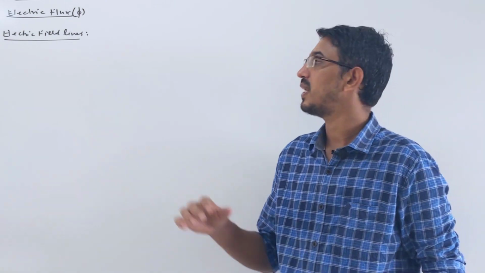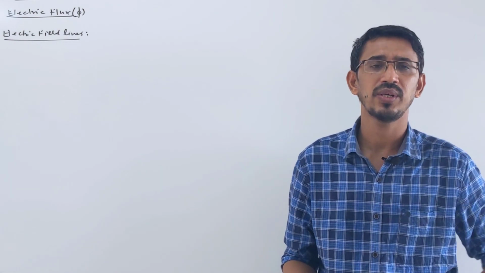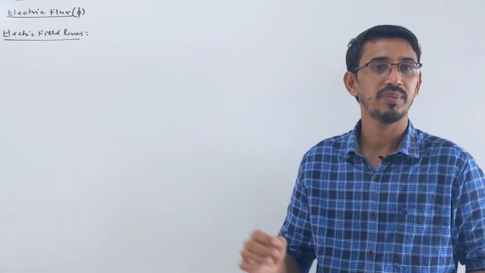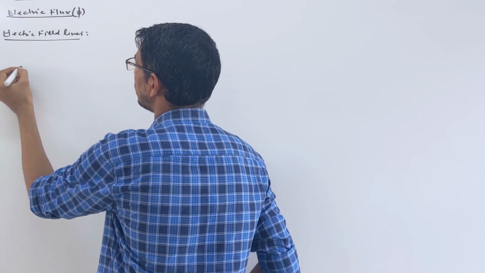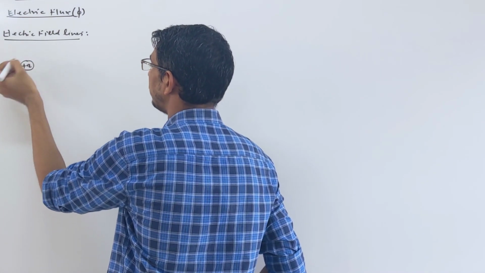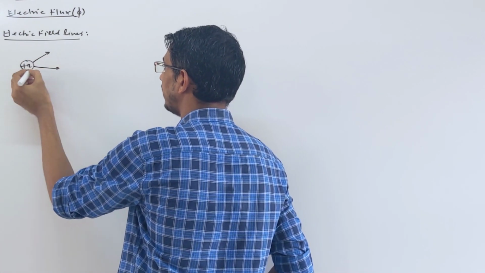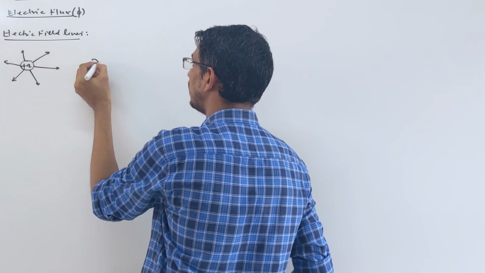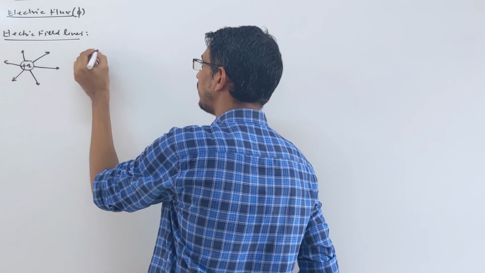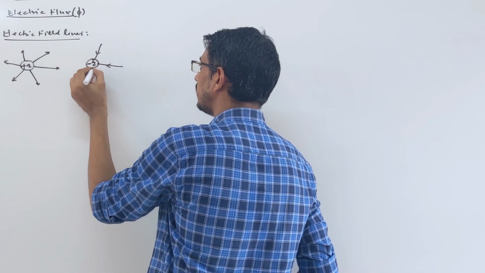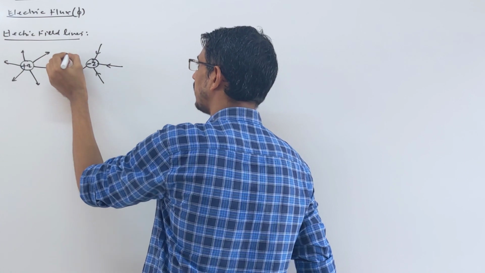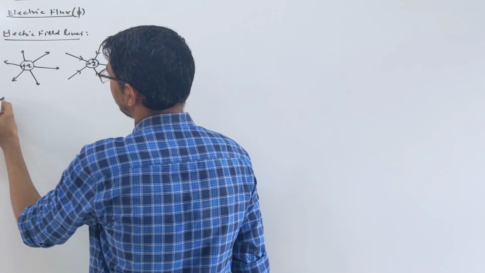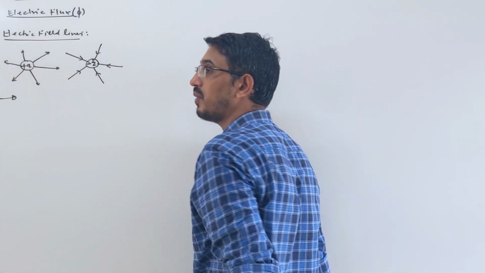Now, what are electric field lines? These are imaginary, not real. These are imaginary lines which represent the direction of the field at any point. You know that for a positive charge, the field lines are drawn outward, coming from the charge. And for a negative charge, the field lines end on the negative charge. So we are discussing some basic knowledge and a few properties of field lines.